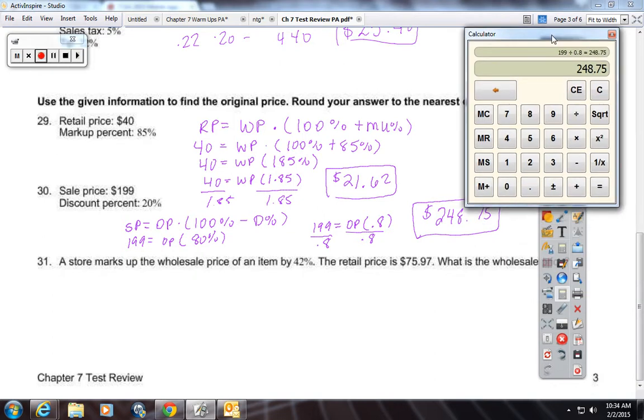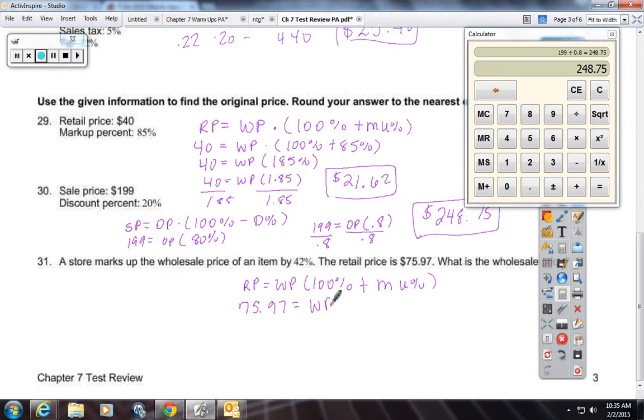One that has the information I need. So I'm going to use the fact that the retail price equals the wholesale price times 100% plus the markup percent. So I have the retail price. It's $75.97. I don't know the wholesale price. That's what I'm trying to find. I'm going to take 100% plus the markup percent. What's 100 plus 42?